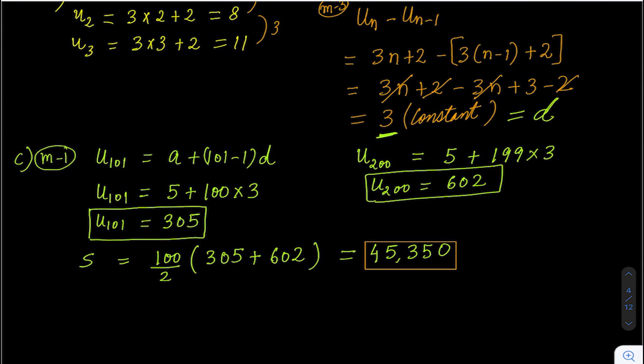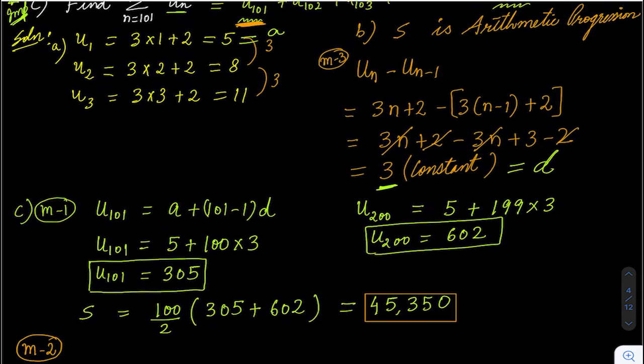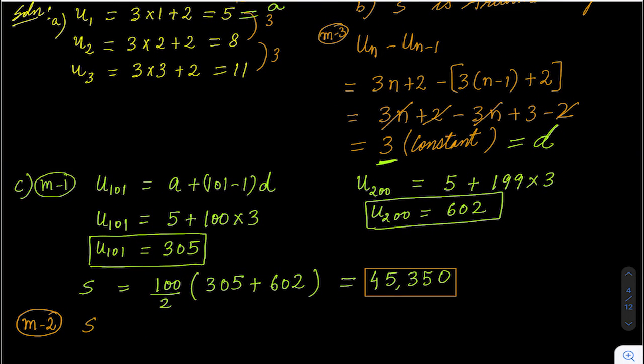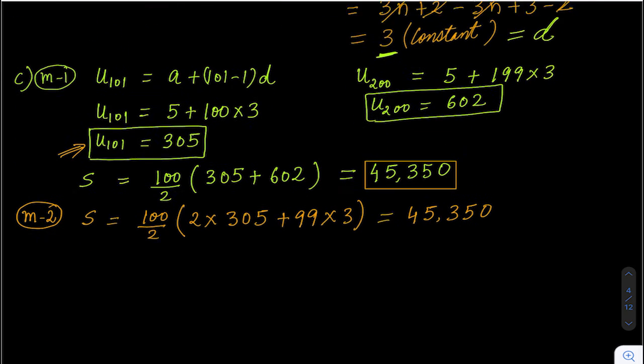Okay. Now, next thing. This is one method in which we are finding the first term and then the last term, and then we are using the formula. Now, what else can we do? We can solve this question like this also, that if we just find the first term and then we just apply the formula, that is n by 2 into 2a plus n minus 1 into d. So that will also work in this case. So sum is also equal to n by 2 into 2 times a. a is the first term of the sum, that is 305, plus n minus 1, that is 99, into d, that is 3. This will also give me 45,350. So we can use this also.